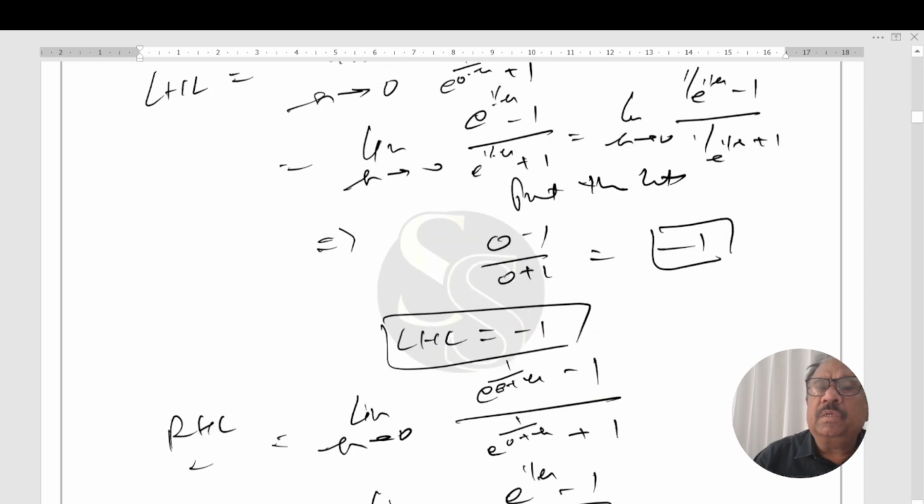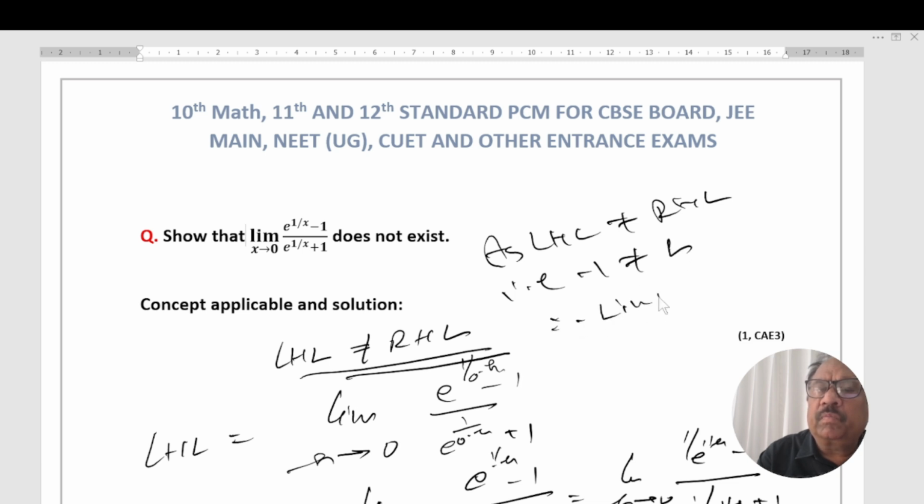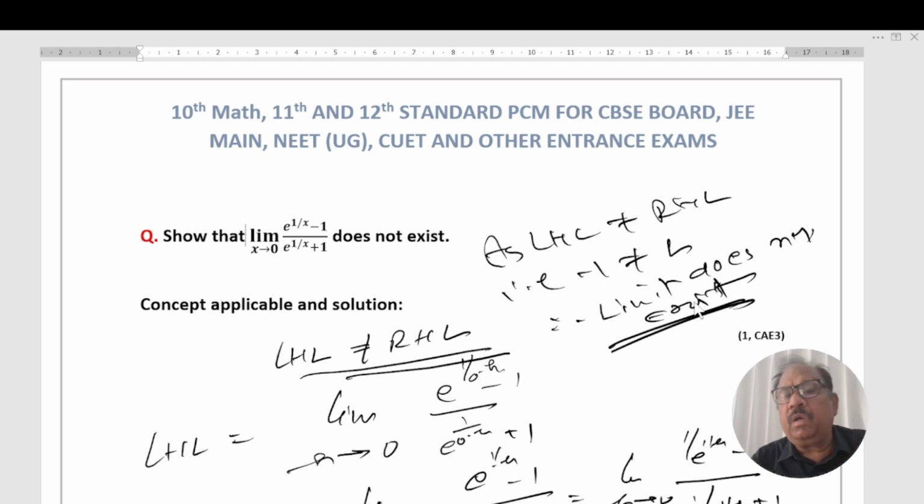Now as left hand limit is not equal to right hand limit, that is minus 1 is not equal to 1, therefore limit does not exist. Right? Next question.